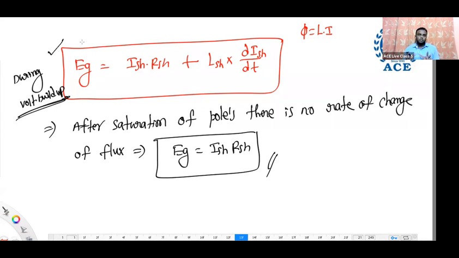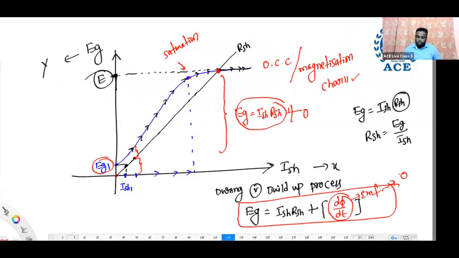So you may get questions in self-excited generators: before saturation of field poles, the EMF induced is dash. It is the sum of the voltage drop in the field winding plus an additional EMF due to the rate of change of flux. Both will be there. But after saturation, only the voltage drop due to field resistance. The EMF induced is equal to the field resistance drop. Okay, remember this.